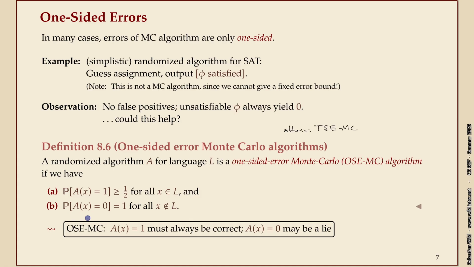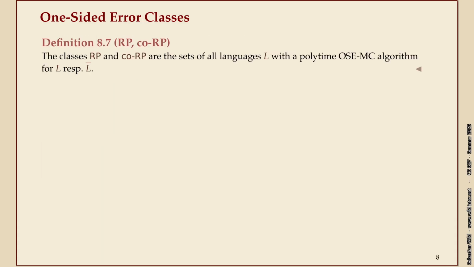And if the word is not in the language, it has to reject it no matter what randomness plays. So acceptance is always correct, but rejection could be a lie because you can falsely reject some of the words in the language. Why this way, not the other way around? You can also define the one-sided error Monte Carlo algorithm for the complement language and talk about that. Can also make sense. Depends on the specific problem, what is more natural. And there's corresponding complexity classes for those two categories as well.